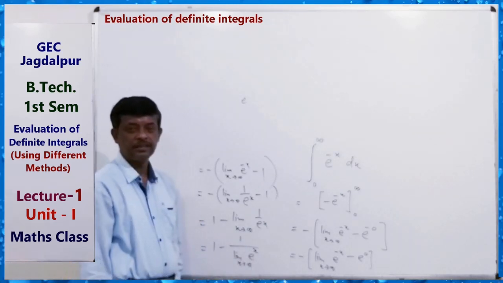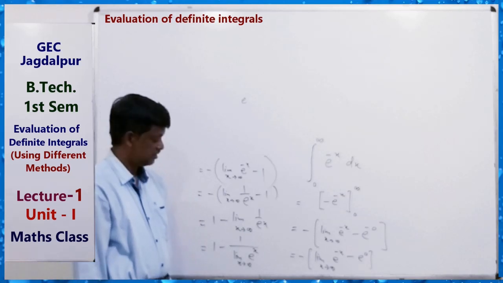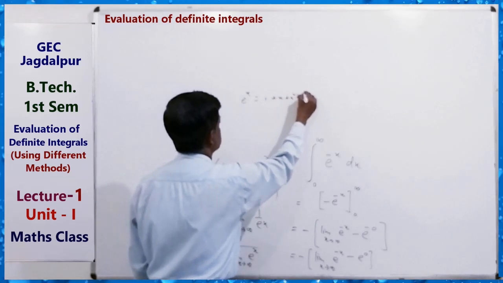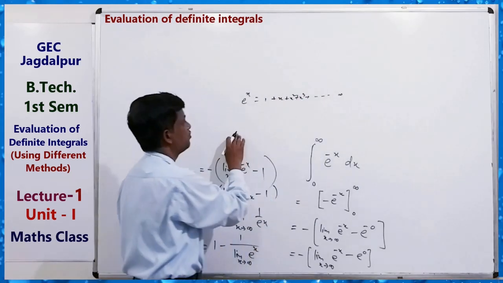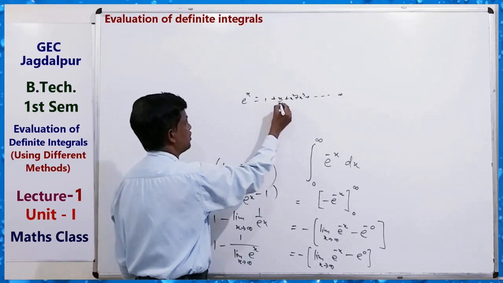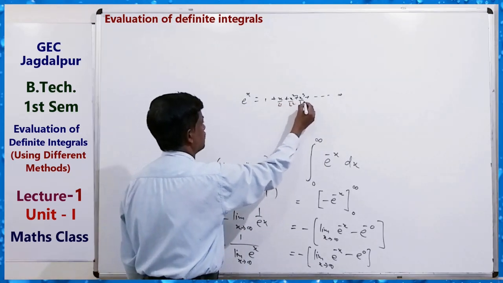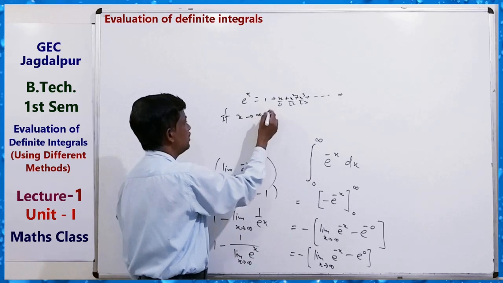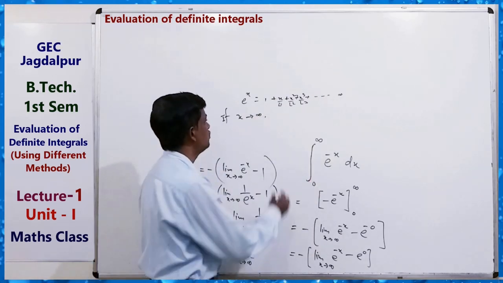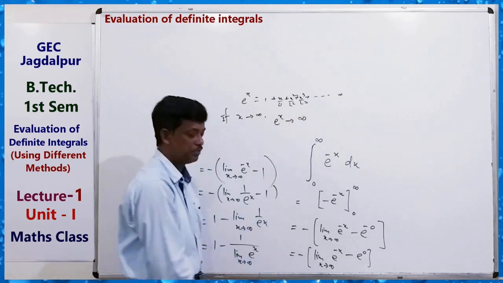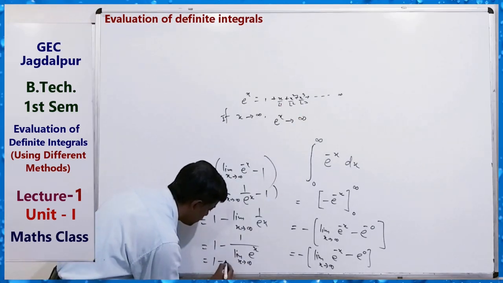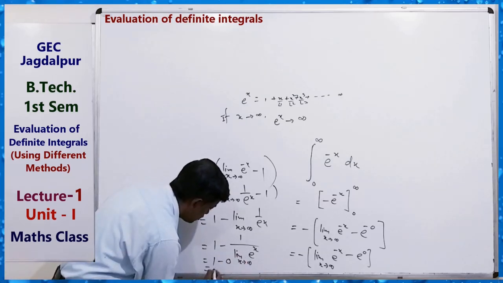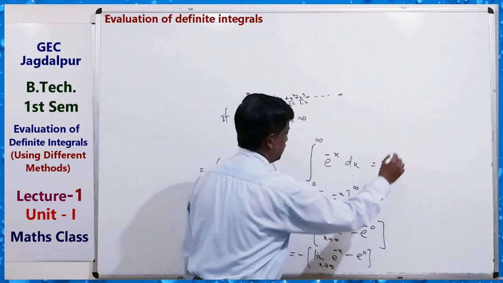This is tending to what? Infinity. How? e to the power x equals 1 plus x upon 1 factorial, plus x square upon 2 factorial, plus x cube upon 3 factorial, and so on up to infinity. We know. So here we see that if x is tending to infinity, then x is in the numerator, so e to the power x is also tending to infinity. So 1 minus this, tending to infinity, means 1 by infinity is 0. This is equal to 1. So this integral is equal to 1.